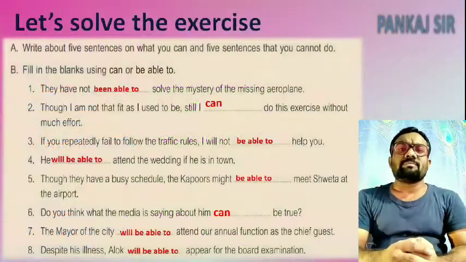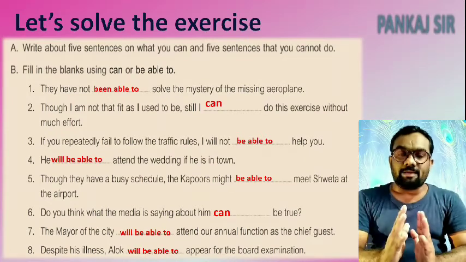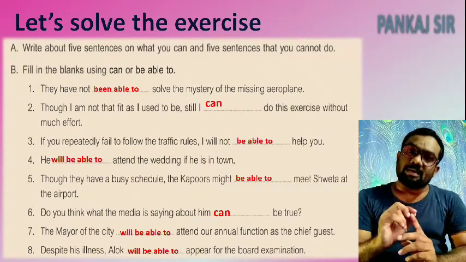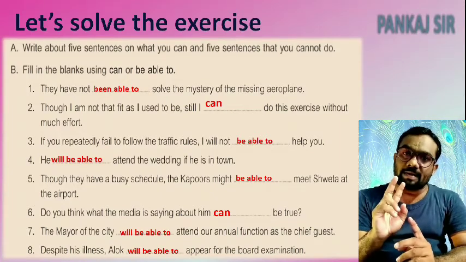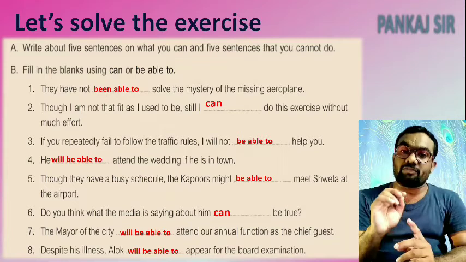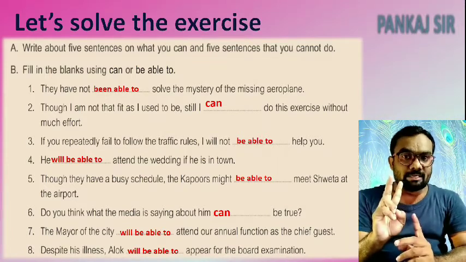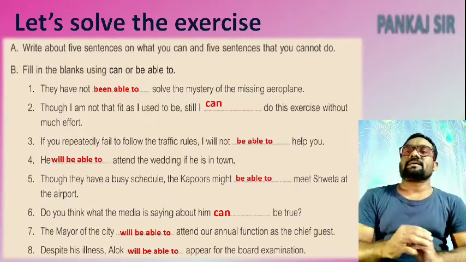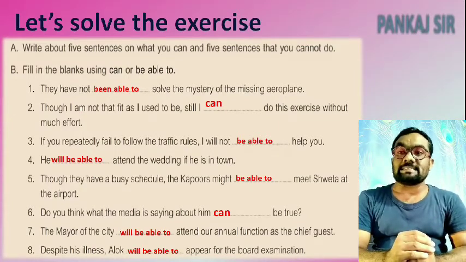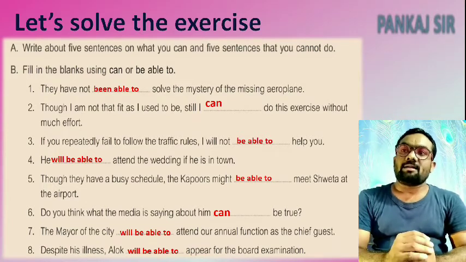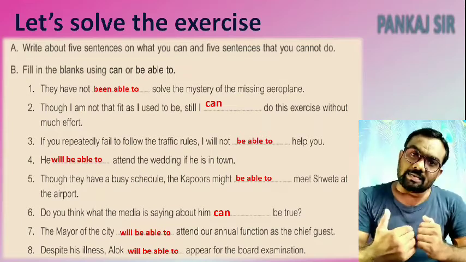Okay, let us start with some exercises here. Exercise A, B, C, D and E we will see here. In this video we are discussing two kinds of expressions of the modals. One we have seen is permission and the other is ability, right? Let us see the exercise based on it. Exercise A: write about 5 sentences on what you can do and 5 sentences on what you cannot do. This exercise we will see in the next slide.